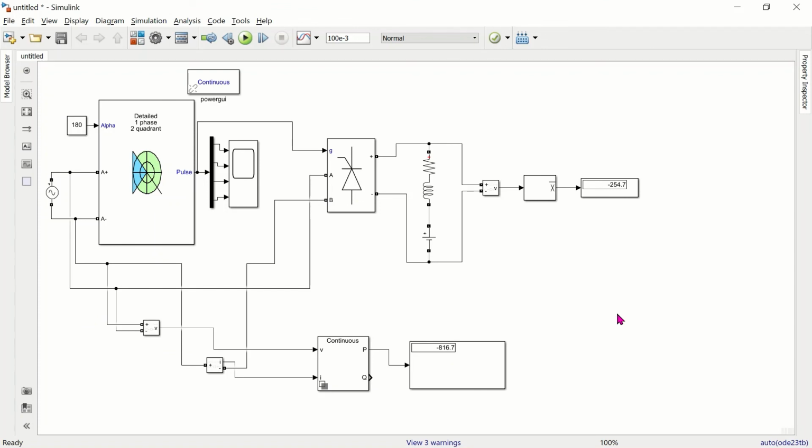From this video we can understand how to use a single phase converter and single phase firing pulse unit to supply an RLE load.